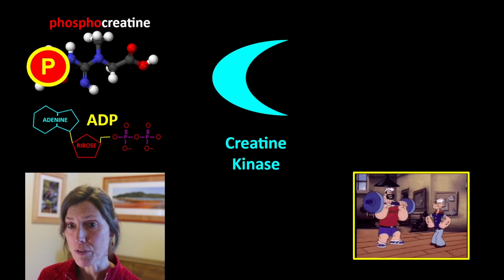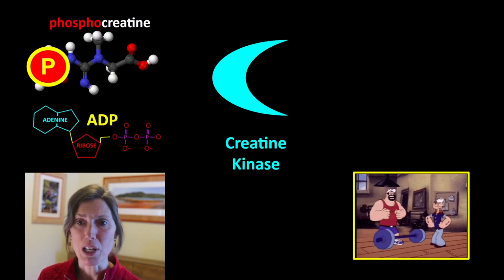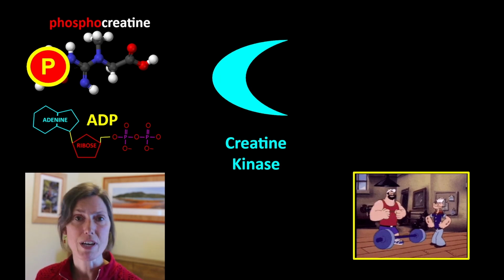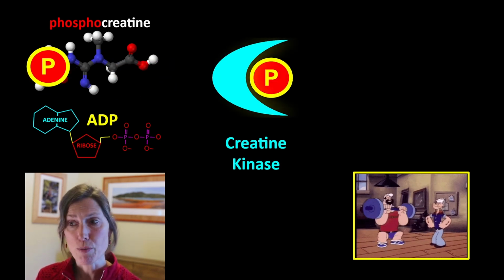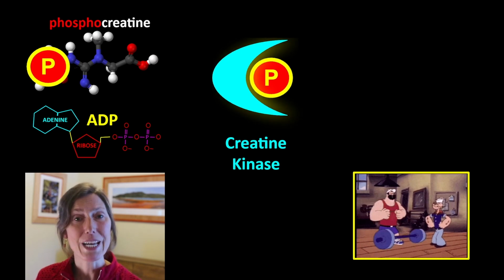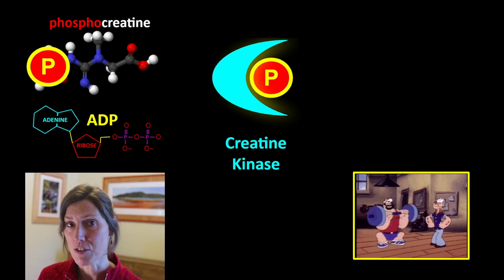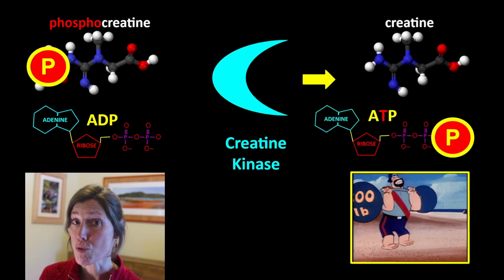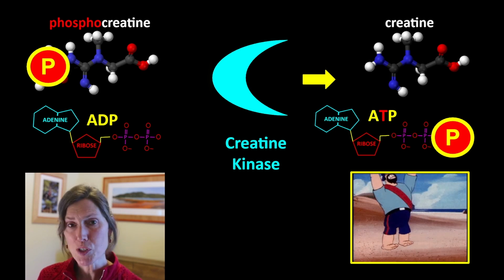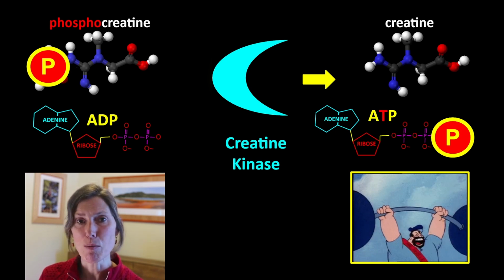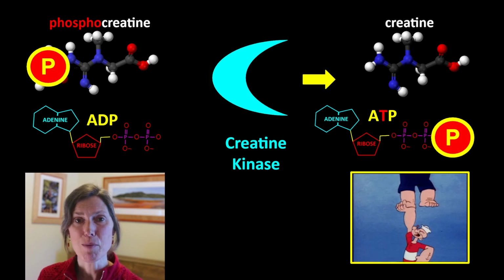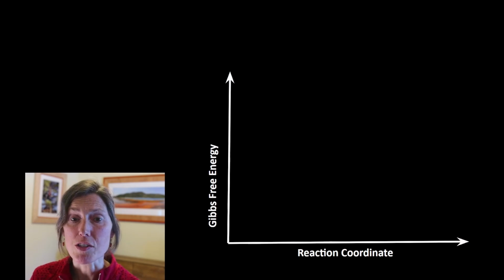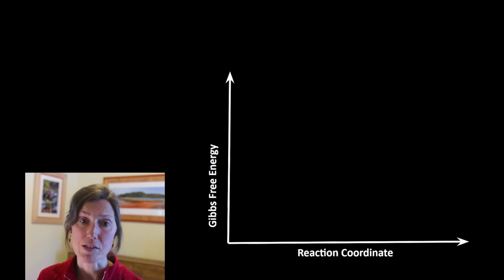Phosphocreatine contains a phosphate group, as the name phospho implies, and creatine kinase is capable of removing that phosphate group and transferring that phosphate group to ADP, adenosine diphosphate, thereby creating ATP, adenosine triphosphate. And as a result, Popeye is now able to lift so much more mass because of all this power given to him.